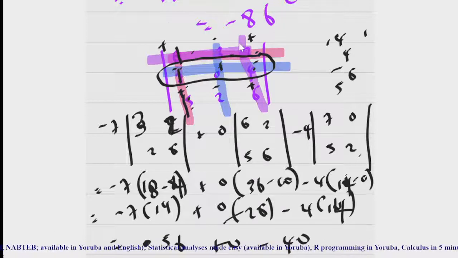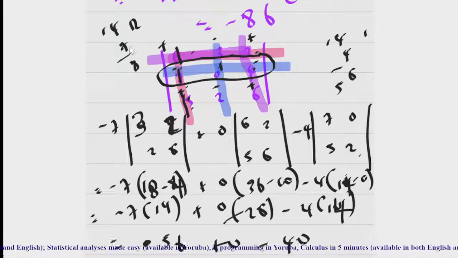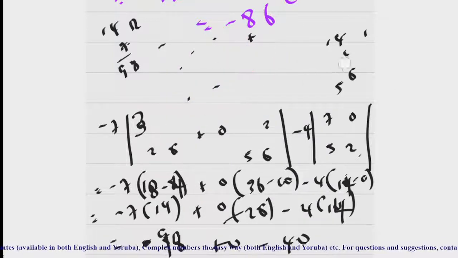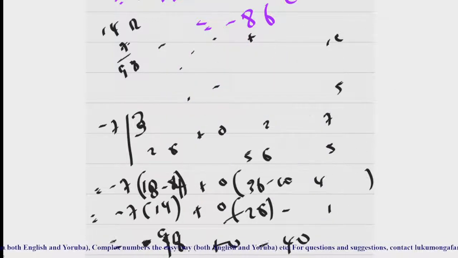So what is 14 times 7? That's minus 98. Or maybe, sorry, let us do it clearly.